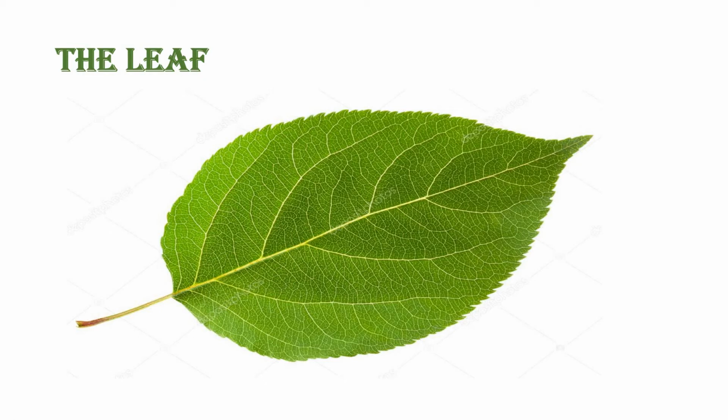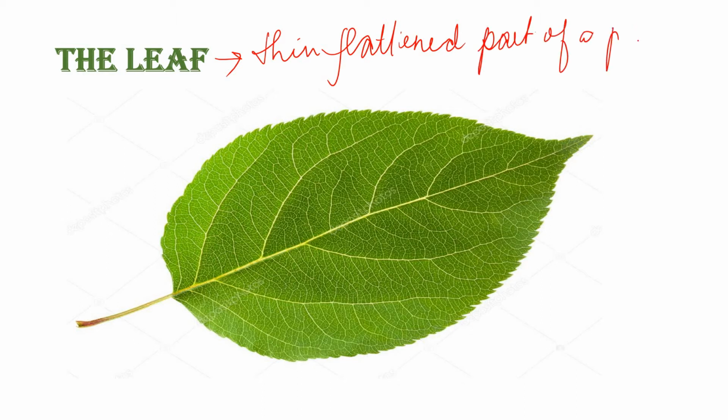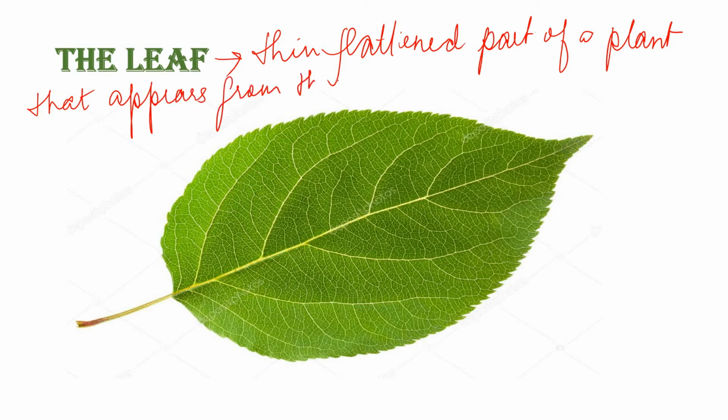So what do we see in the first slide? It is a leaf. Now, what is a leaf? You can see it's written in your book that a leaf is a thin, flattened part of a plant that appears from the nodes of the stem and branches of a plant.